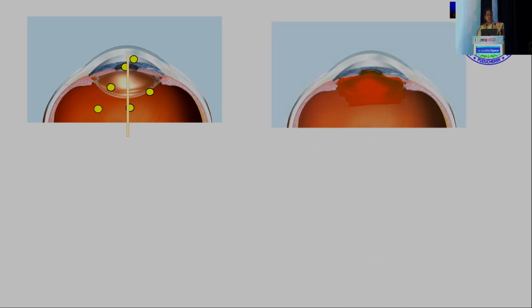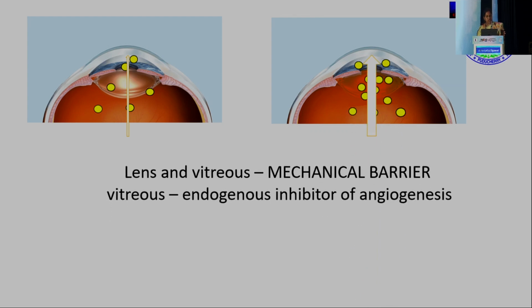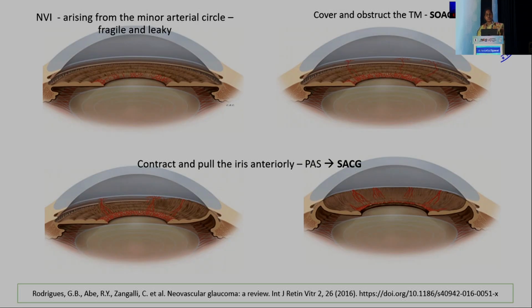See, these vascular endothelial growth factors come from the posterior segment to the anterior segment. So in the absence of the lens or the vitreous, more of these agents can come into the anterior chamber. So especially after cataract surgery or after PC compromise, after vitrectomy, NVG occurs. So these are the various stages of NVG.